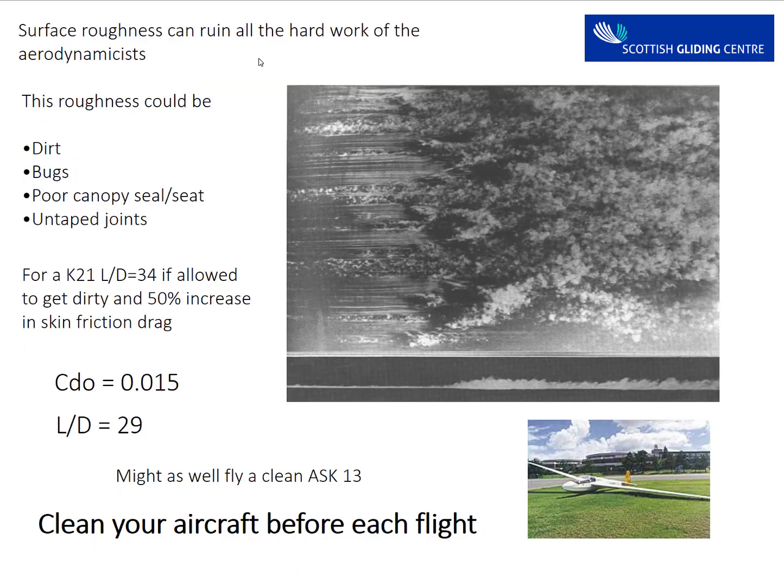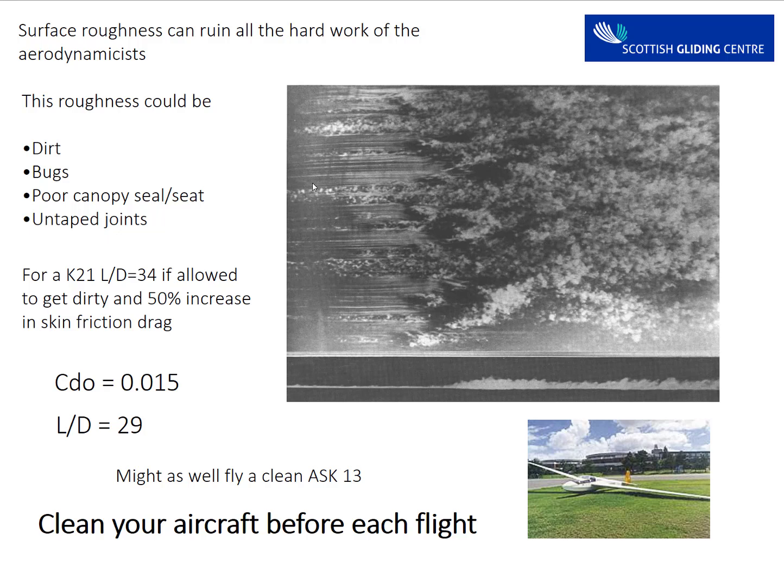Now we've gone into all this effort of creating these lovely smooth perfectly shaped airfoils which have laminar flow. The problem comes when they get dirty. If you let your nice laminar flow wing section get covered in dirt or bugs, if you scrape it, if you have untaped joints around your canopy, poor seals between the various different sections of the wing, what happens is that the roughness on the surface causes the boundary layer to transition from laminar to turbulent early.